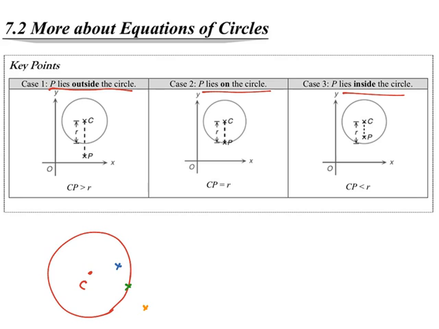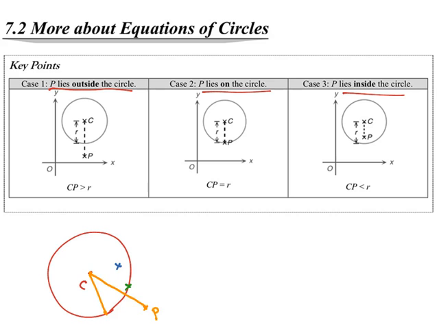For outside the circle, how do we check that the point is outside? We compare with the radius. For example, we call this point P. If it is outside, you can see the distance to the center is longer than the radius, right? So to check whether the point is outside or inside, we compare the distance from here to here with the radius.